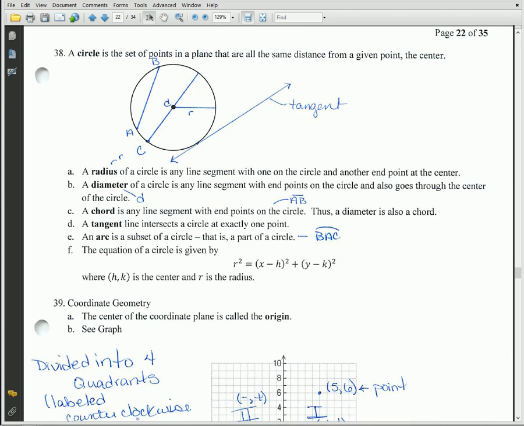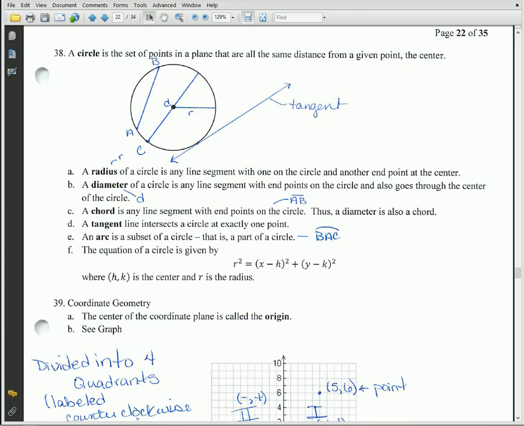Let's talk about circles for a minute. A circle is the set of all points in a plane that are the same distance from a given point. Okay? In a plane is key here. I've given you an example of where the center is, where a chord is, the diameter, the radius, and a tangent. The radius is the line segment from the center to any point on the side. The diameter is the line segment that has 2 endpoints on the circle, but it goes through the center. A chord is any line segment with endpoints on the circle. So a diameter is also a chord. A tangent is a line that intersects a circle at exactly 1 point.